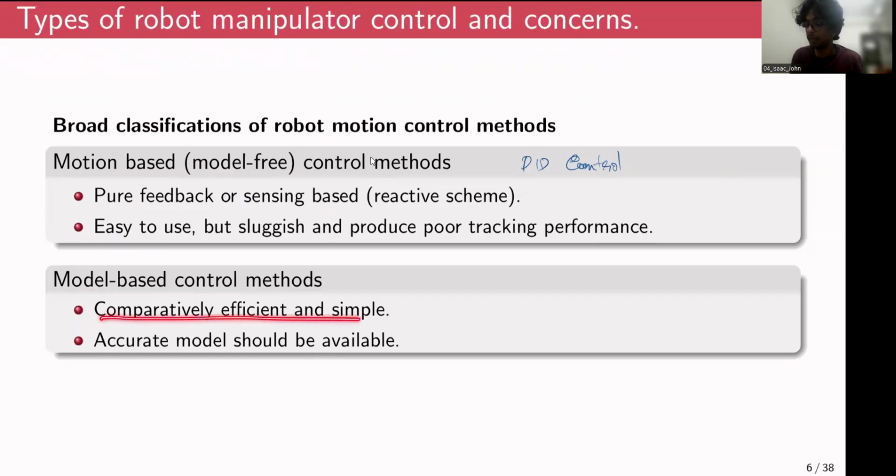So they are comparatively efficient and simple because we already know how to model a robotic system, using the Euler-Lagrange equations of motion or Newton-Euler motion. The key aspect is that we should have an accurate estimate of the mathematical model.